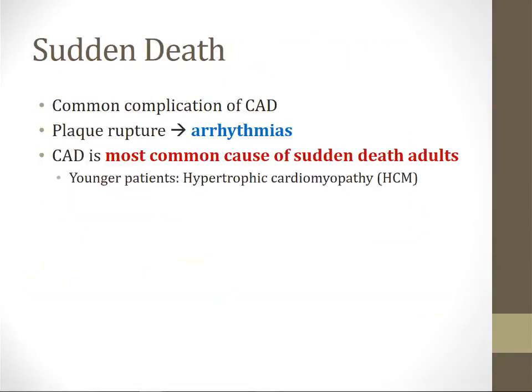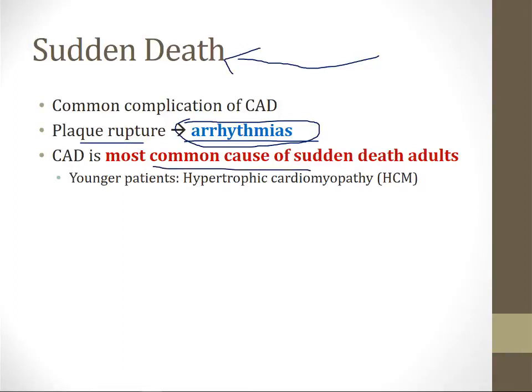Sudden death, unfortunately, is a common complication of coronary disease. Many patients develop a plaque rupture, and that leads to ischemia, but before they come to medical attention, they develop an arrhythmia. And you want to remember that arrhythmias are usually the cause of sudden death related to ischemia. The ischemic myocardium is vulnerable to go into irregular rhythms, especially ventricular tachycardia and ventricular fibrillation, and this can lead to sudden death. And in fact, coronary artery disease is the most common cause of sudden death in adults. In younger patients, the most common cause is hypertrophic cardiomyopathy, but most patients who have sudden death are older, and among those patients, CAD is the most common cause.